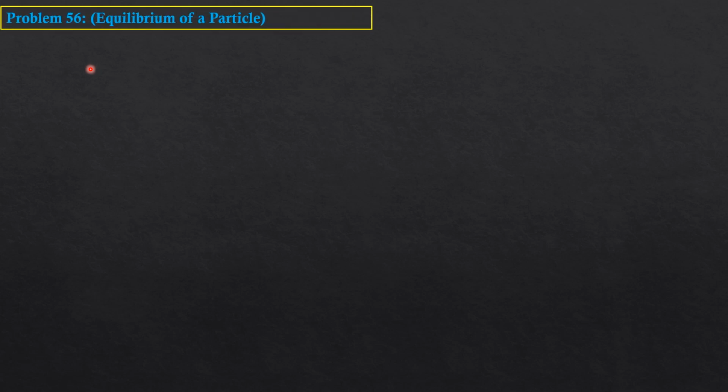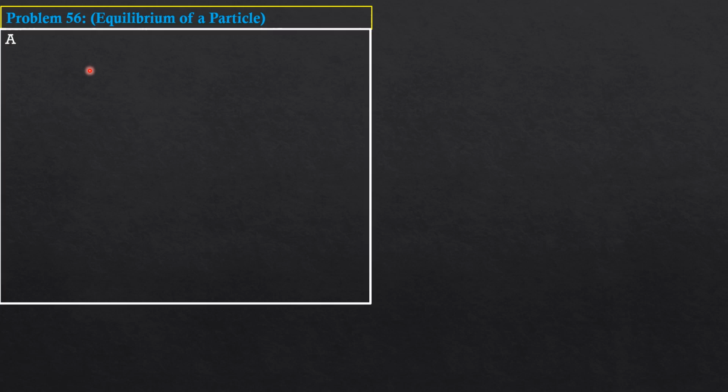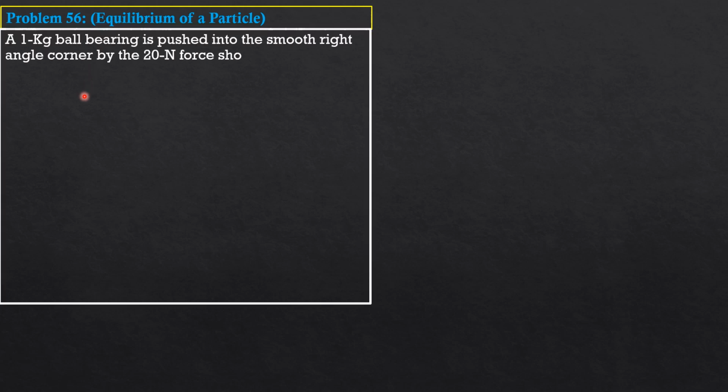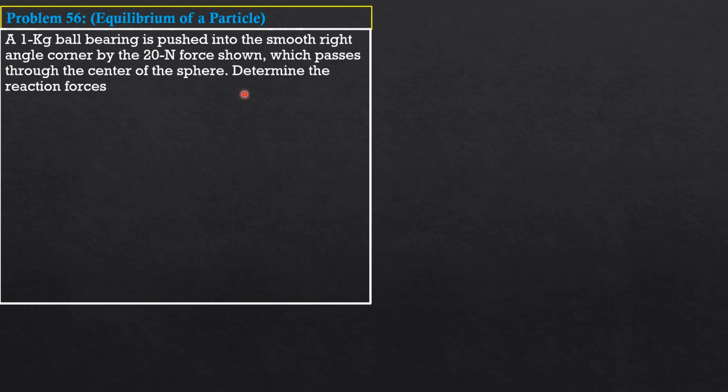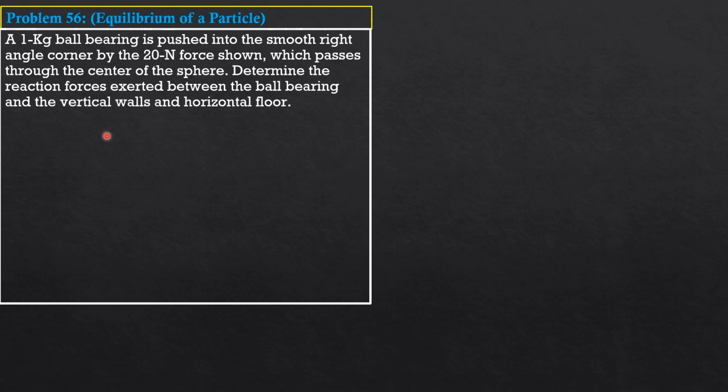So this is equilibrium of a particle, examples 56 to 58. A 1 kilogram ball bearing is pushed into the smooth right angle corner by the 20 Newton force shown, which passes through the center of the sphere. Determine the reaction forces exerted between the ball bearing and the vertical walls and horizontal floor.